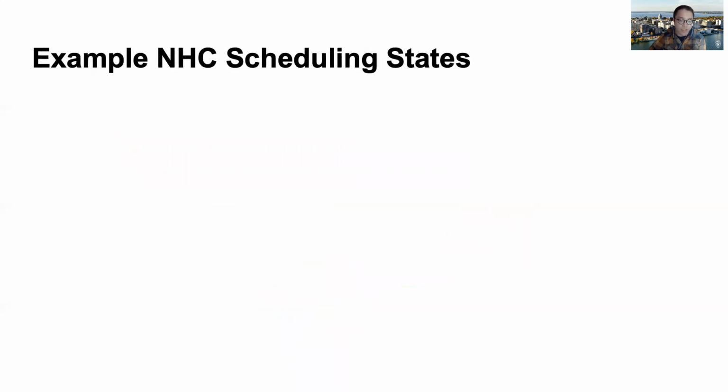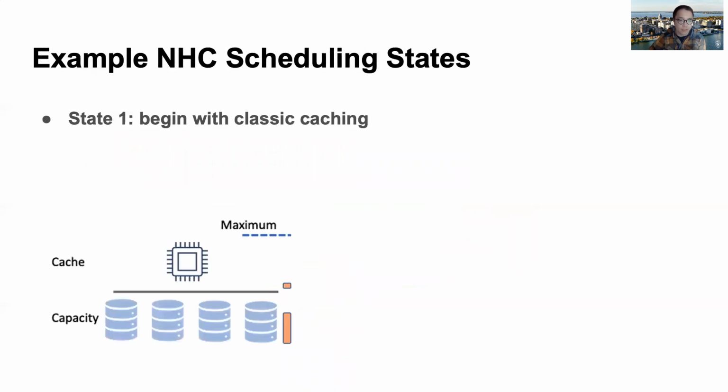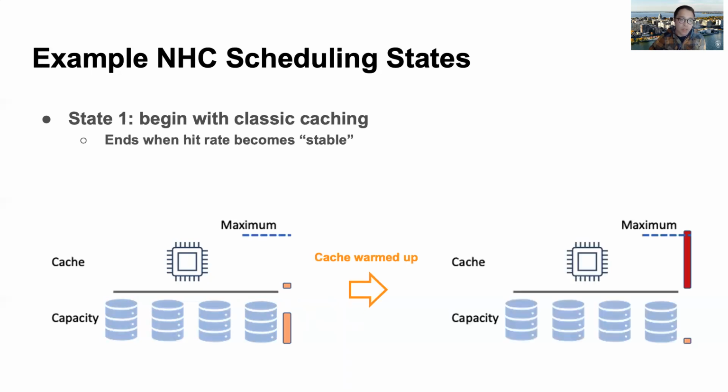To show how the scheduling works, we next present an example run of it. First, NHC will always begin with classic caching. By doing so, the cache device is warmed up, and NHC ends the state when a relatively stable hit rate is detected.